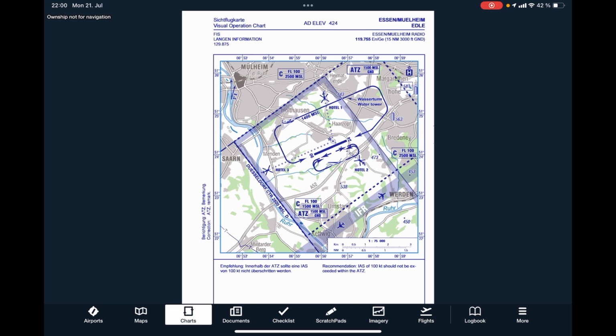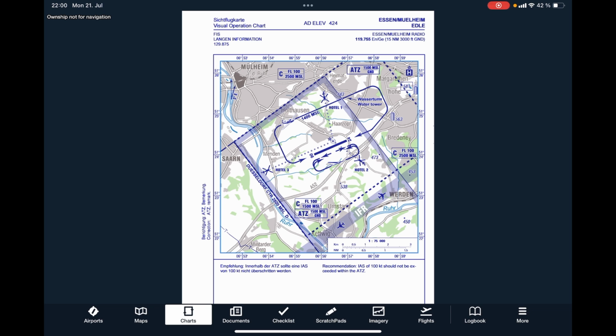The traffic pattern is not entirely rectangular. Because of noise abatement issues, we have to avoid the area beyond the autobahn, which means that our final leg is not just straight in. You have to change your heading a little. So this is what we can see from the visual operation chart.